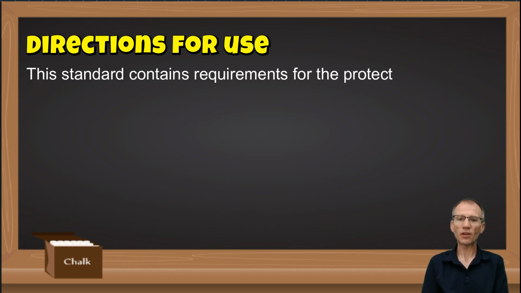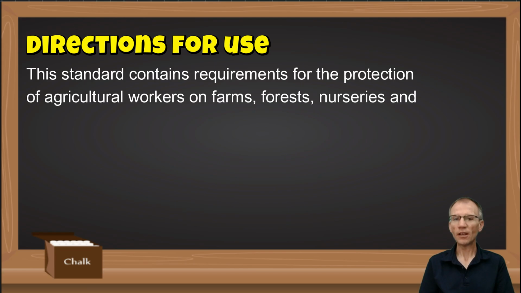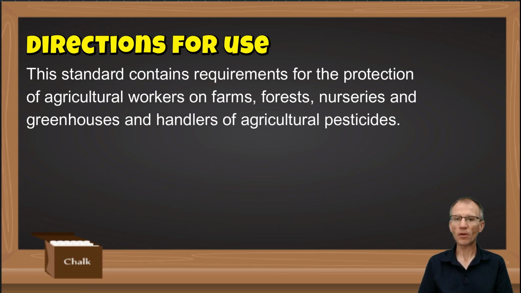Now that the label introduces this standard, you need to know this standard contains requirements for the protection of agricultural workers on farms, forests, nurseries, and greenhouses, and handlers of agricultural pesticides. So they introduced the Worker Protection Standard. Now they're letting you know who it covers on this label.